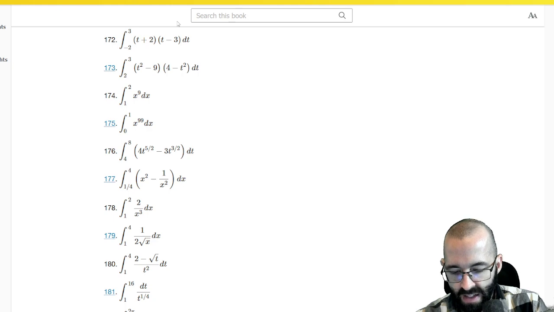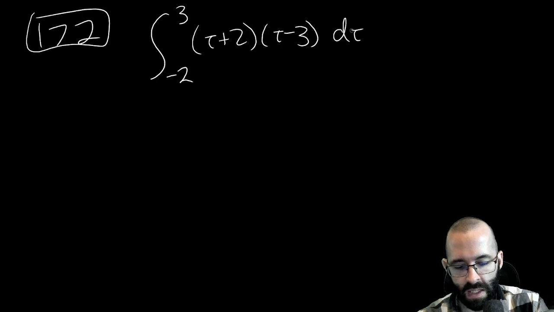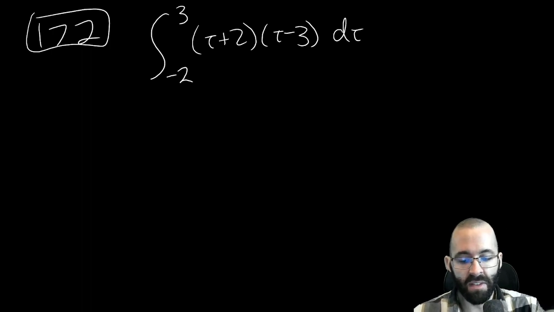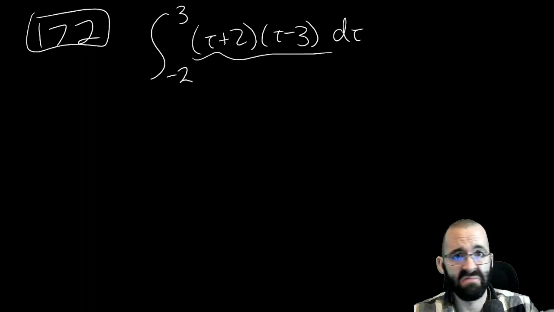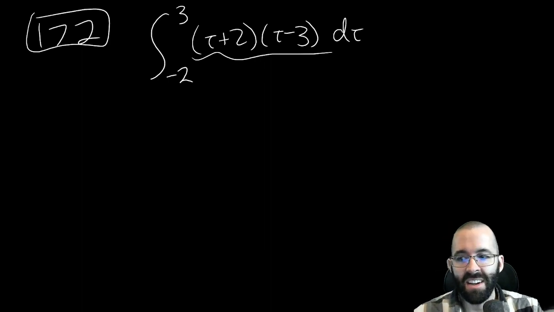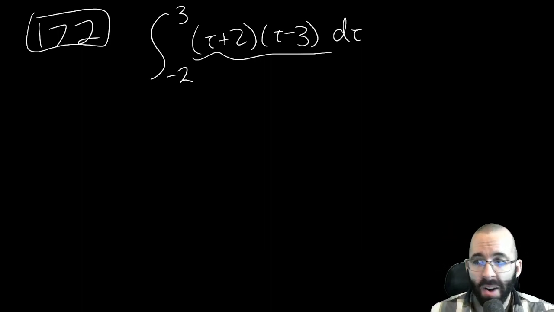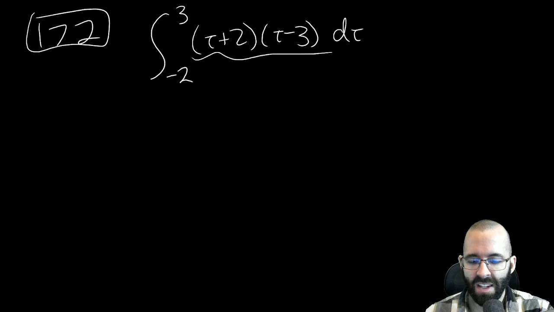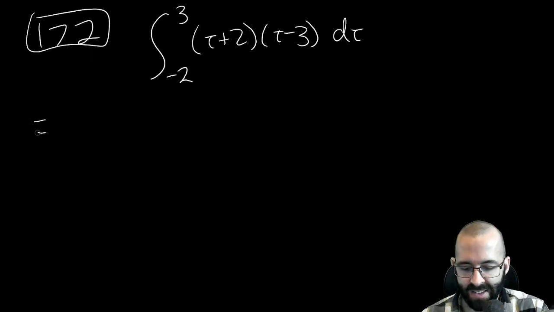The integral from -2 to 3 of t plus 2 times t minus 3. We do not currently have a product rule for antiderivatives. The derivative of what equals this? That's going to be messy. Eventually, we'll talk about integration by parts, which functions similarly. But even once we have integration by parts, we're not going to use it on this problem. We're going to FOIL.